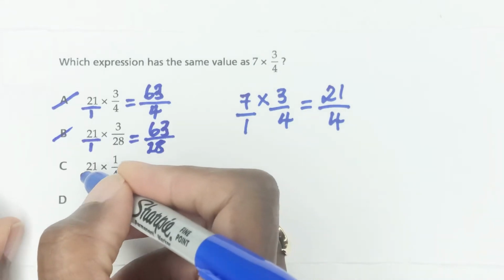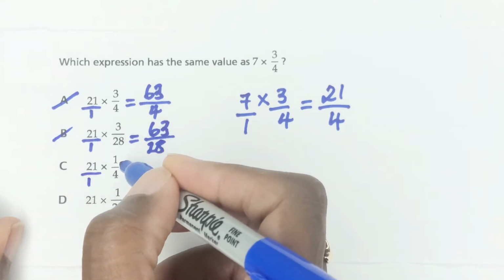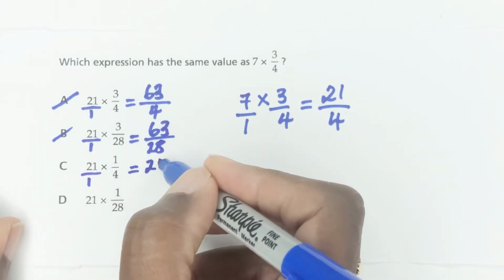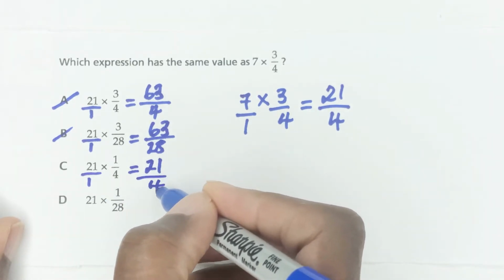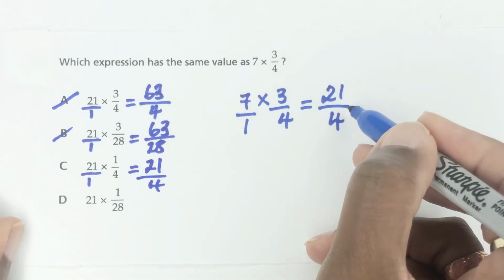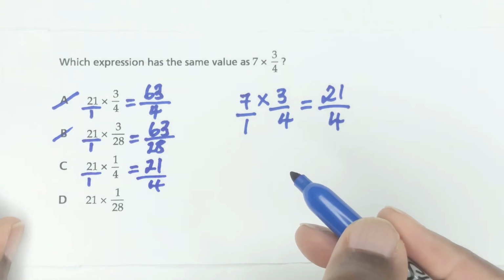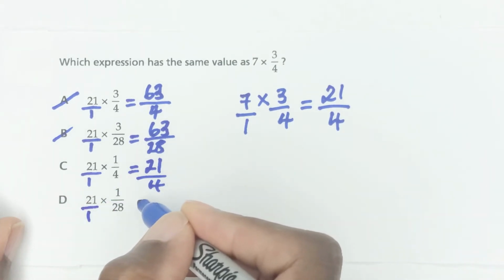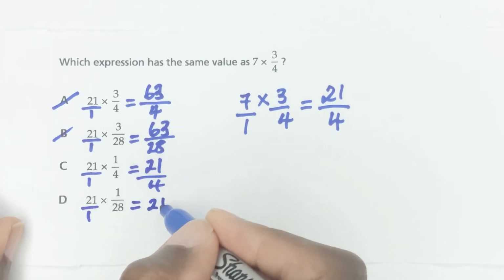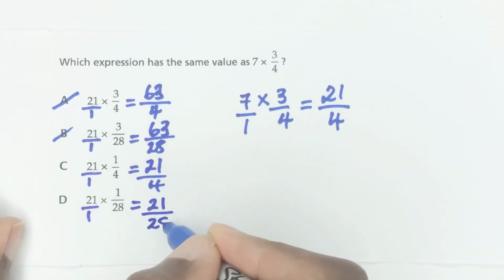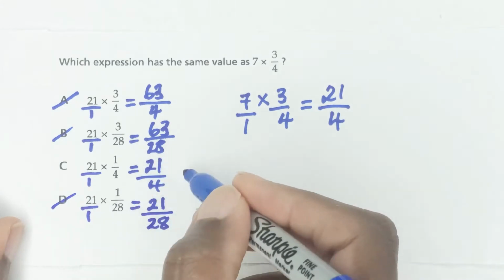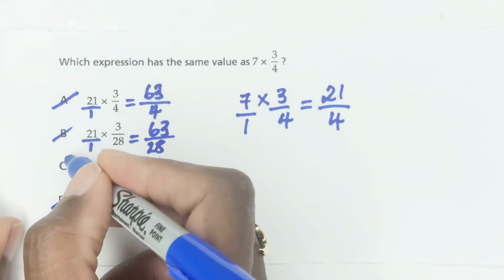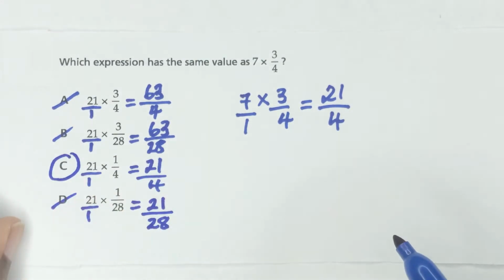Let's look at C. Balance it out. 21 times 1 gives us 21. And 1 times 4 is 4. There we go. So it's definitely C, but just to make sure, right? Let's look at D. So 21 times 1 is 21. And 1 times 28 is 28. So you can clearly see then that matches C.